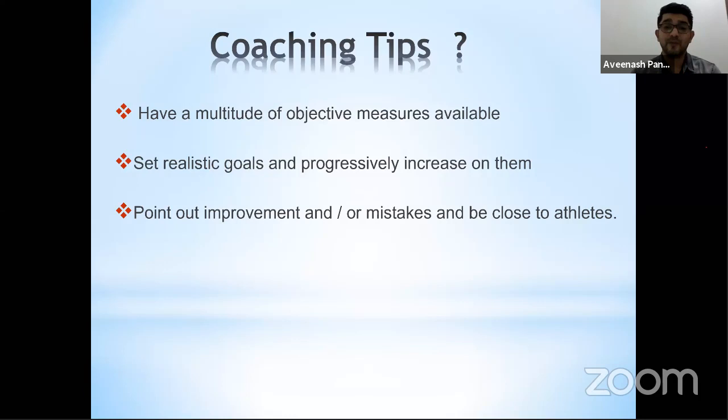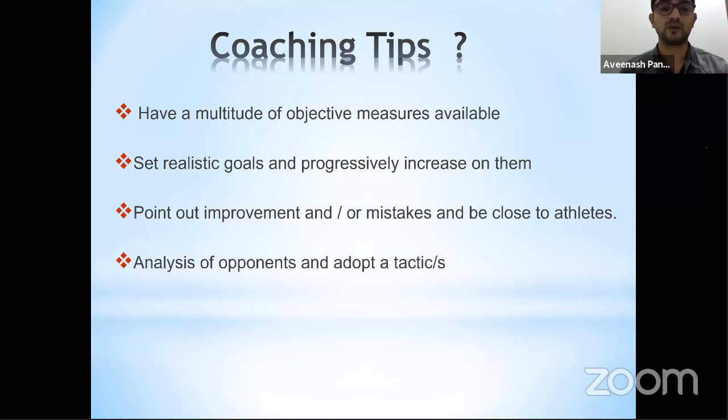Point out improvements and all mistakes and be close to the athletes. Often we tend to see blue-eyed kids. Coaches tend to be close to the athletes who are improving and less close to the athletes who are falling down in performance. So we need to point out improvements and mistakes and be close both ways. Good or bad performance, we need to be close to the athletes and bring up to them what needs to be improved.